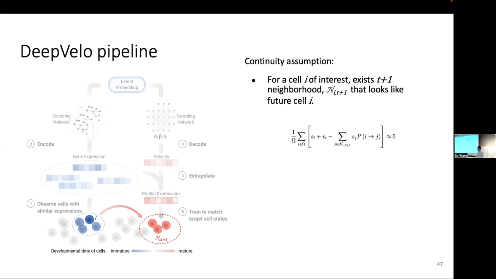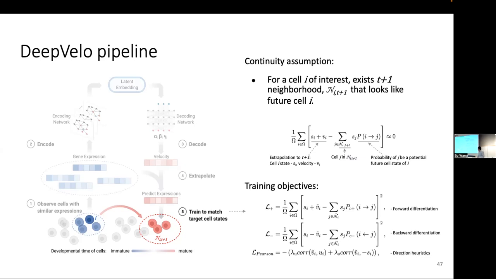And with this assumption, we can construct differentiable loss functions. It's basically, as I mentioned, the training objective will be the original expression plus the velocity, minus the reconstructed expression of the future state cells. And the reason we use GCN, remember, is that GCN captures the locality of the cell-to-cell similarities. With GCN, we can better capture the future state, or basically make a better guess of your future state cells.